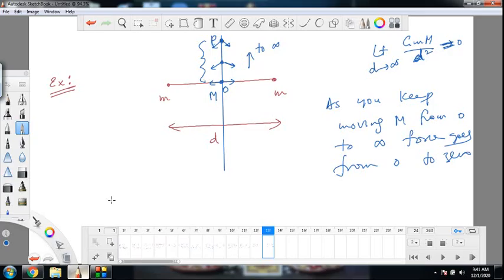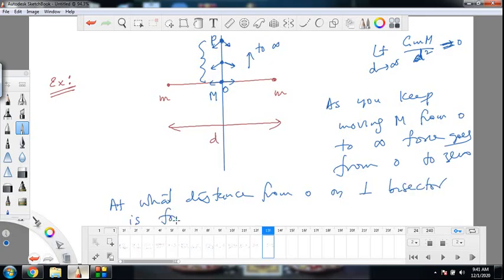So at what distance from O on perpendicular bisector is force on M maximum? It has to be maximum, no? Because at O force is 0. Then as you start going above, force is not 0, it increased. Then again when you go to infinity, force becomes 0. So something is going from 0 to 0. It has to increase and then decrease.